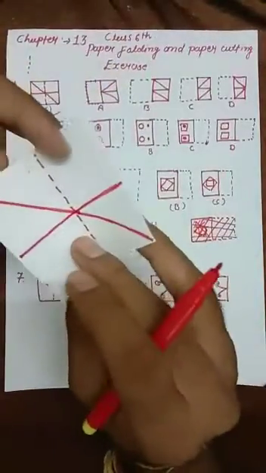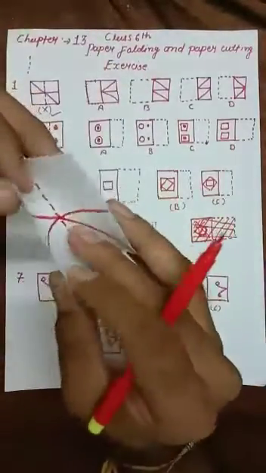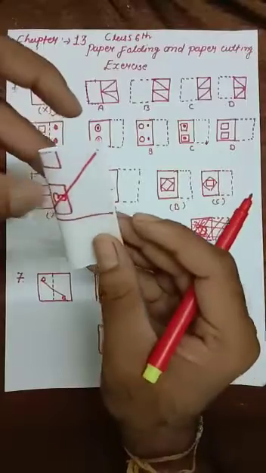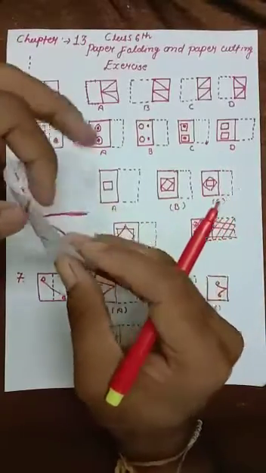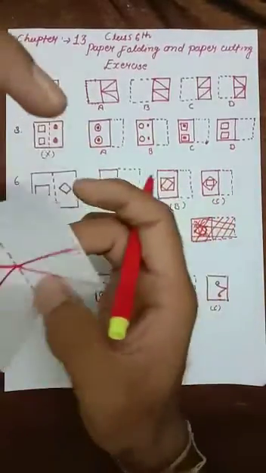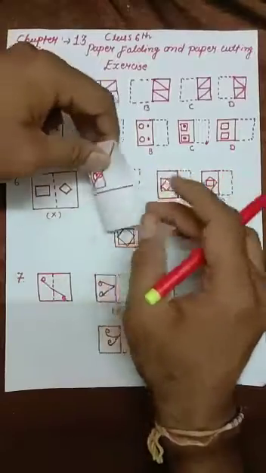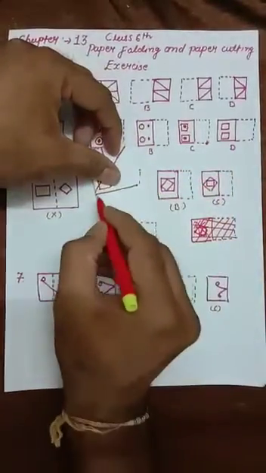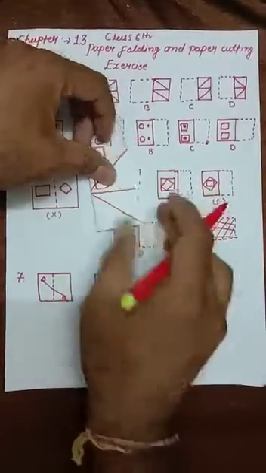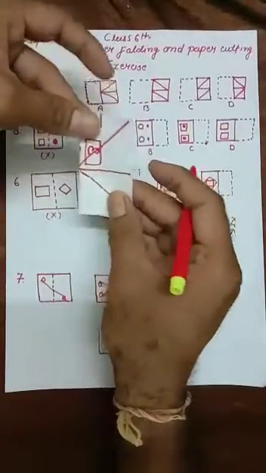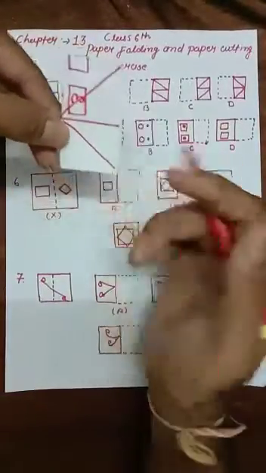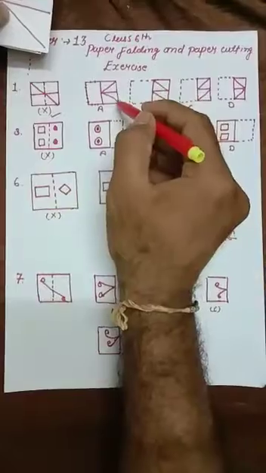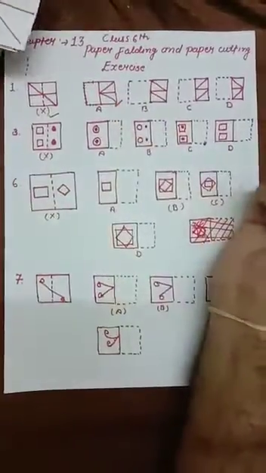So after folding, if you fold the paper from the middle, this transparent line will be shown here, and this line will also be shown here. So after folding from the middle, what kind of figure will we see? We'll see the figure which is shown in A. This was question number first.